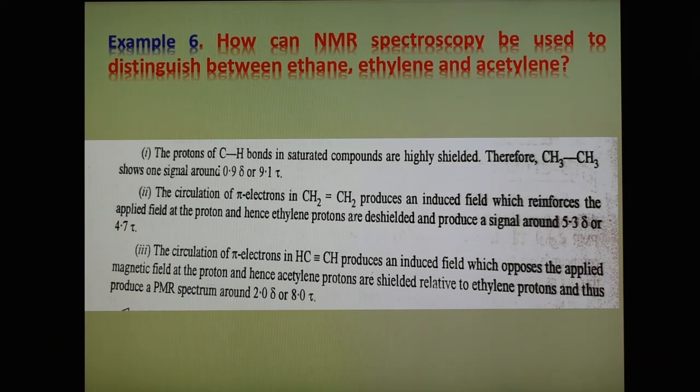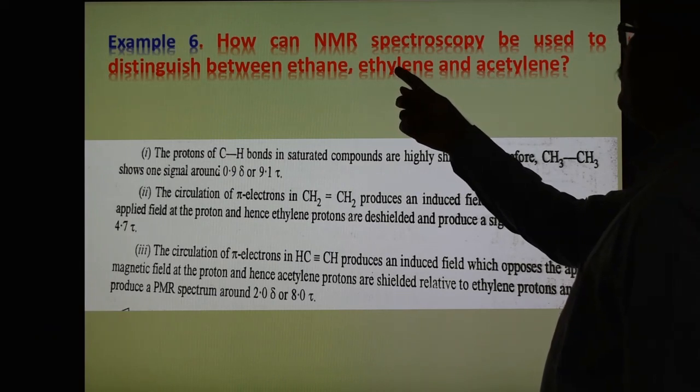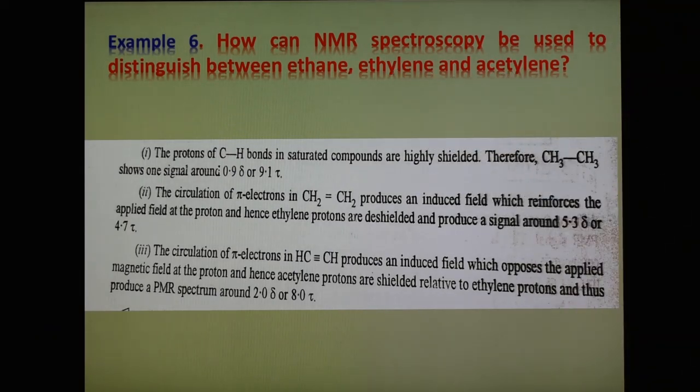And now numerical number 6: how can NMR spectroscopy be used to distinguish between ethane, ethylene and acetylene? We know the formulas CH3CH3, CH2=CH2, CH≡CH. So how can we distinguish these 3 compounds on the basis of NMR spectroscopy? And the answer is given here also.